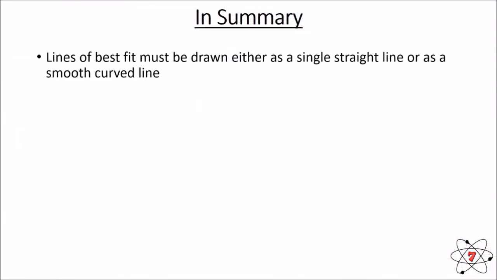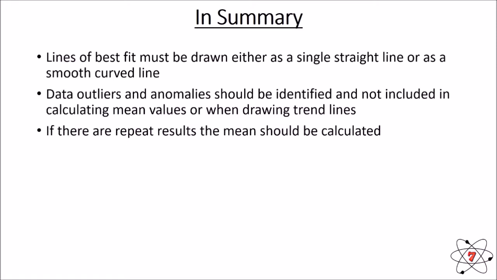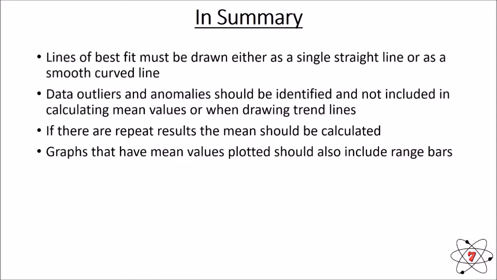In summary, lines of best fit must be drawn either as a single straight line or as a single smooth curve line. Not all of the data points need to be hit, so they need to show the general trend. Data outliers and anomalies must be identified, but do not include them when calculating means, do not include them when drawing trend lines, and do not include them when drawing range bars. Any repeat results, you need to calculate a mean. Graphs that have mean values plotted should also include the range bars, but remember, do not include any anomalies.